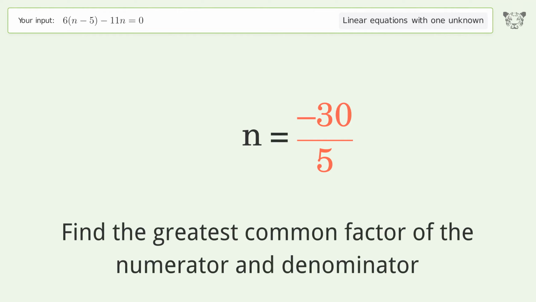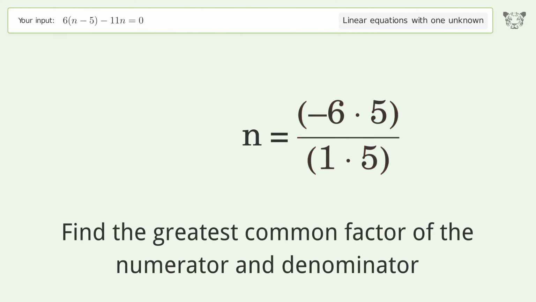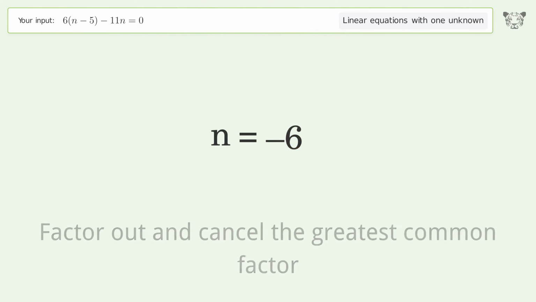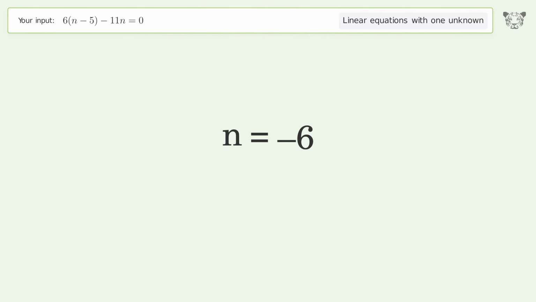Find the greatest common factor of the numerator and denominator. Factor out and cancel the greatest common factor. And so the final result is n equals -6.